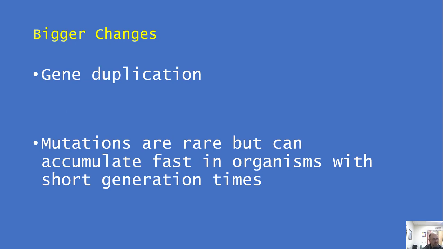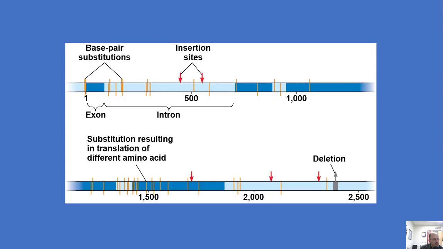Now, bigger changes can also occur. For example, entire genes can be duplicated, and then one of those genes might mutate, creating a different protein over time. But mutations typically are rare, but they do happen. But in organisms that divide really rapidly, like bacteria, mutations can actually accumulate in a population over just a few generations. And so what will happen is you have a gene, like here, where the numbers represent the number of base pairs in a gene.